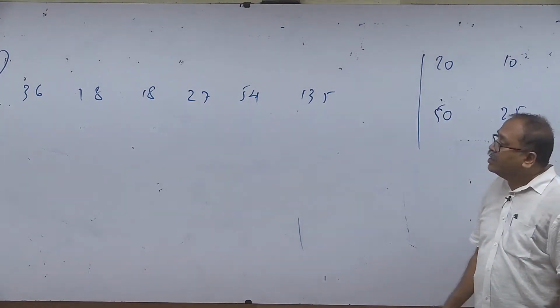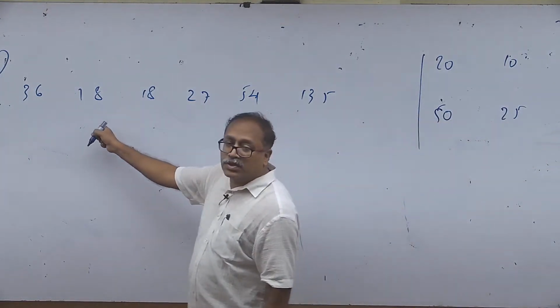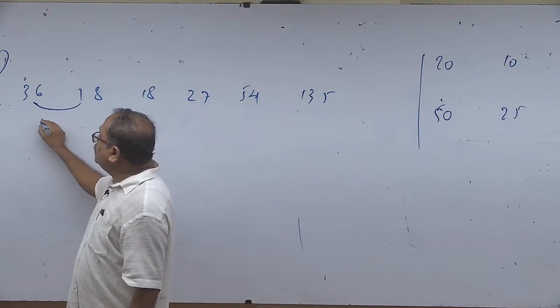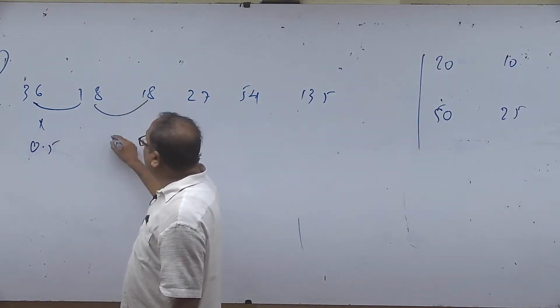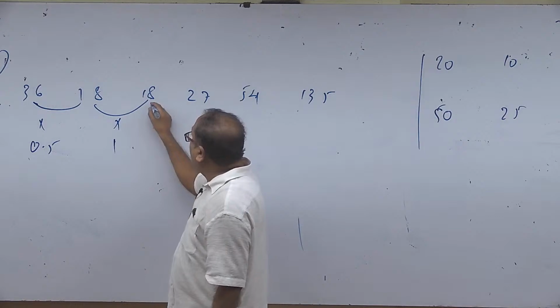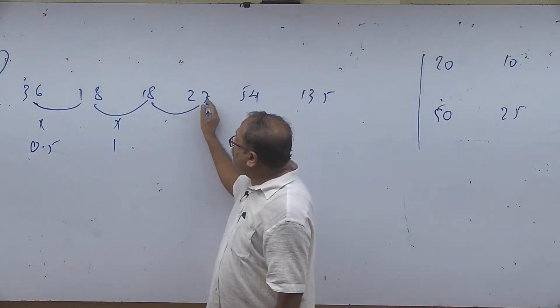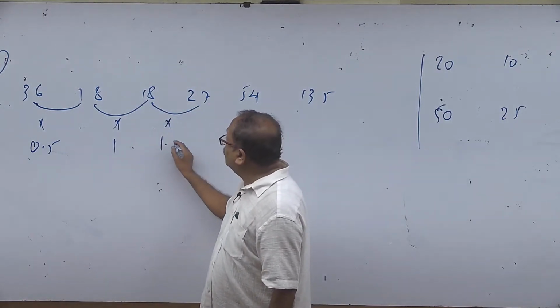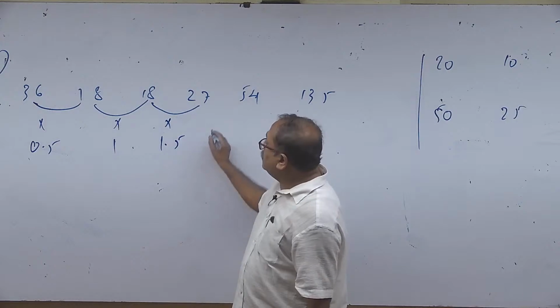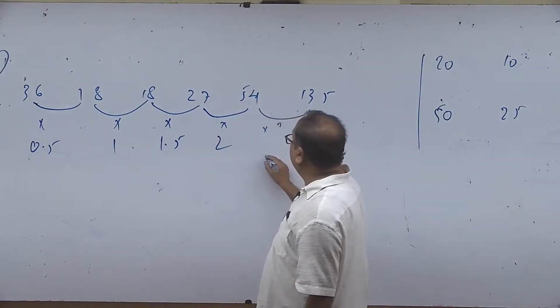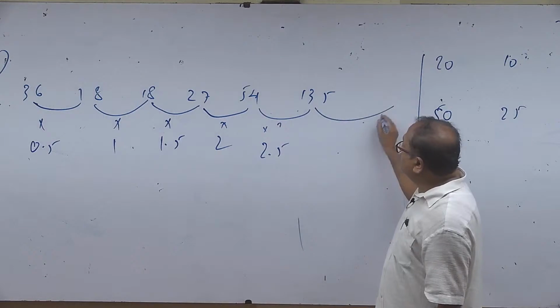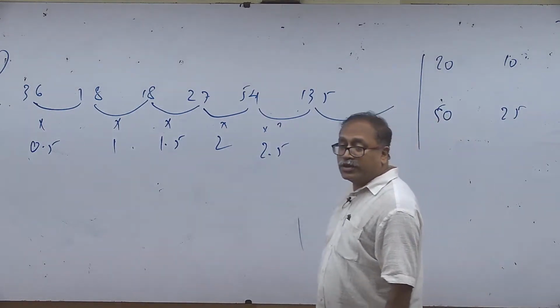Yes or not? So I notice that this is 36 followed by 18. So immediately it strikes me that it is into 0.5, and this is 18 and 18, that is into 1, and it is 18 plus 9, so this is into 1.5, and then it comes into 2 and then into 2.5. So my answer is into 3.